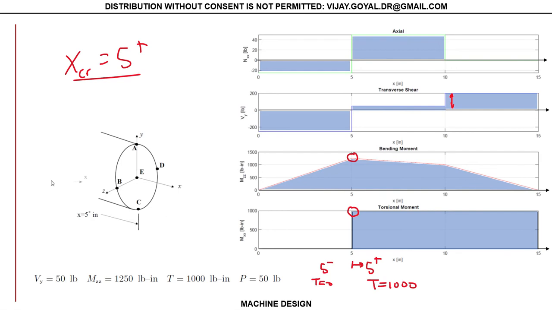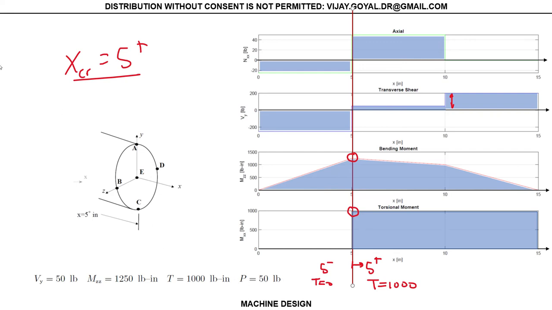And to better understand what the loads look like, we can draw a straight line here, roughly on this side, and find the values. The values are positive 50 pounds, positive 1,250 inch-pounds, 1,000 inch-pounds for torque, and 50 pounds for my axial load. So these are the loads acting on this cross section.